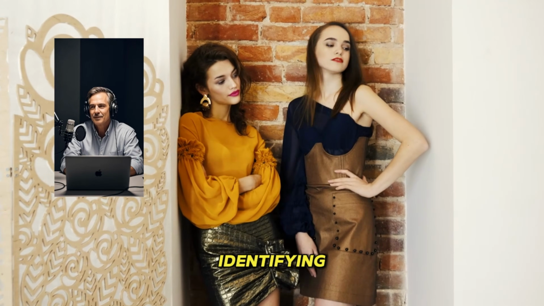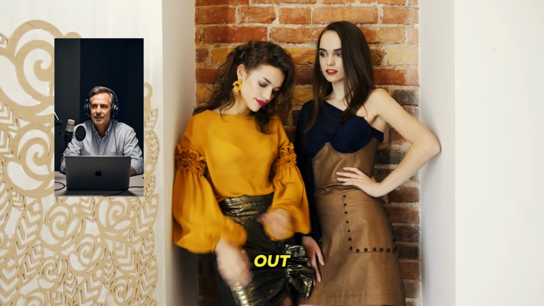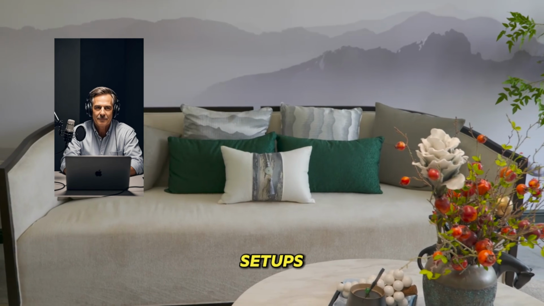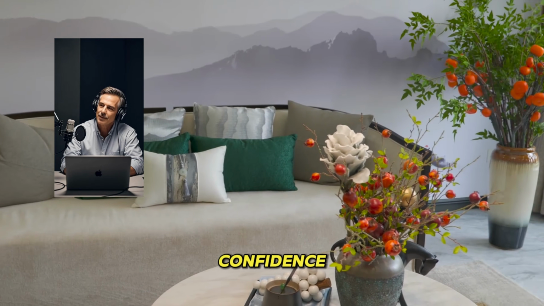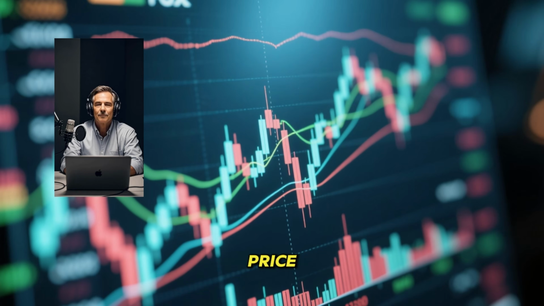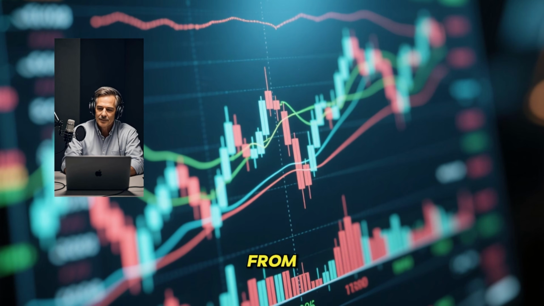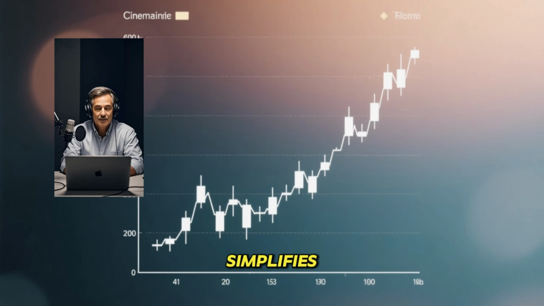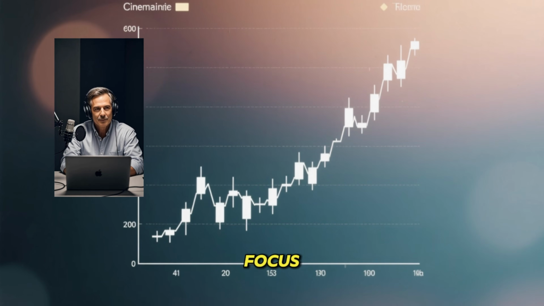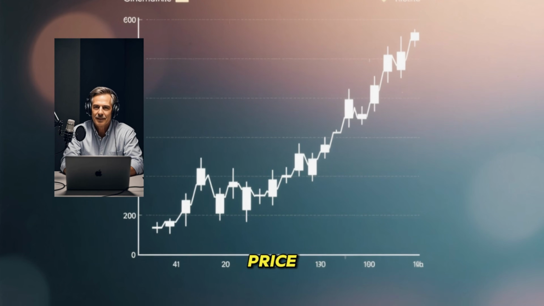Open a demo account and just spend time watching charts, identifying patterns, and seeing how they play out. Paper trade your setups. This will build your confidence and train your eye to spot these opportunities quickly and accurately. Price action trading empowers you to understand the market's language directly from the source. It simplifies your charts and forces you to focus on what truly matters: price.